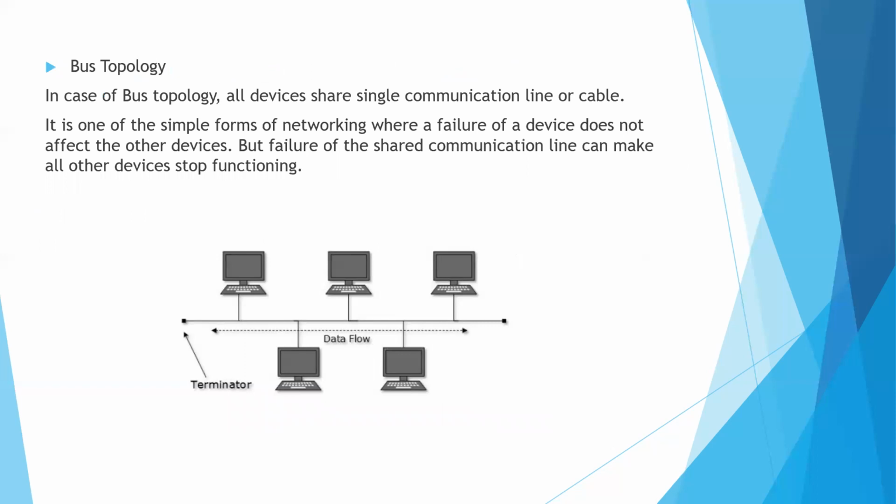Bus topology. In case of bus topology, all devices share a single communication line or cable. It is one of the simple forms of networking where a failure of a device does not affect the other devices, but failure of the shared communication line can make all the other devices stop functioning.